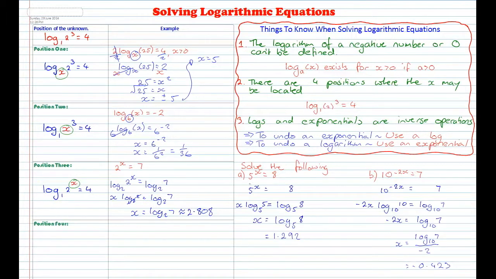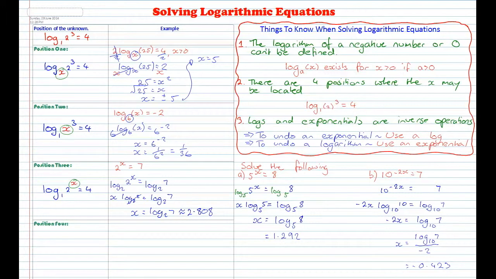Alright, so welcome back now, and as you can see we've got 5 to the power of x is equal to 8. Now we've got an exponential, and the x is part of the exponential, so in order to be able to undo an exponential we need to use a log. So what we're going to do is rewrite this as being a log base 5 of 5 to the x, and log base 5 of 8.